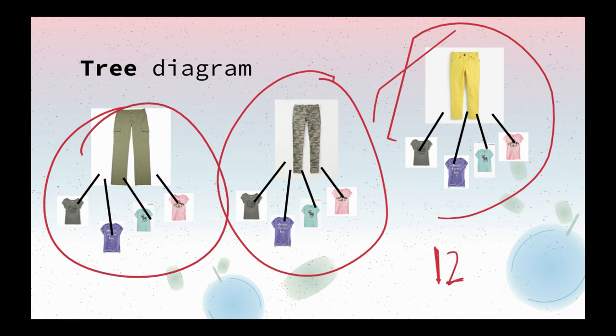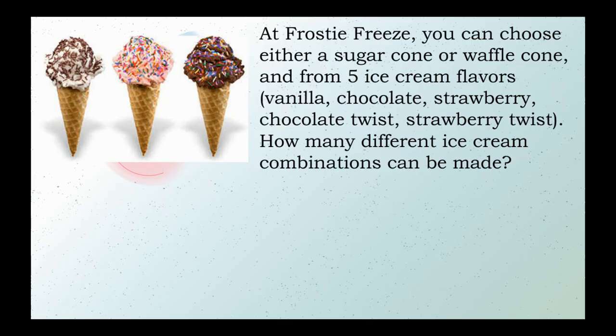Now, it's a lot easier to just multiply 3 times 4, right? This tree diagram is not too bad, but let's say we had 15 different pairs of pants and 12 different shirts. That would be a lot harder to draw a tree diagram for just because it's so many different things. So in that case, we could just multiply them together and get the total possible outfits. Let's look at another one.